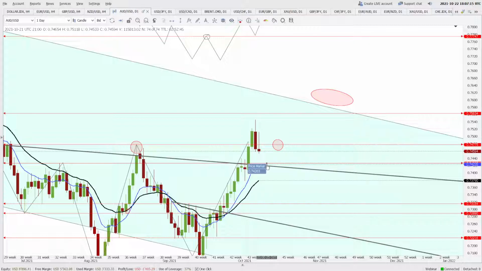Maybe even if the price finds support at 0.7426, this will still qualify as a broken double bottom, and then price may go back to 0.7563. But right now 0.7477 is the resistance, 0.7426 is the support.